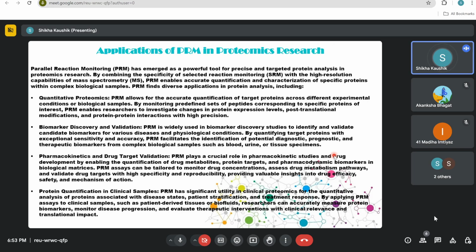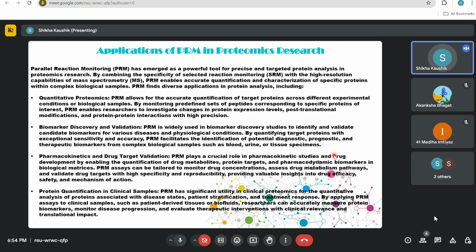By monitoring predefined set of peptide corresponding to a specific protein of interest, PRM enable researcher to investigate changes in protein expression level, post-translation modification and protein-protein interaction with high precision. So because हमारे पास already predefined set of peptides हैं, हमें वही पढ़नी है और उन्हीं के ही daughter ions को resolve करना है, PRM के थ्रू हम प्रोटीन एक्सप्रेशन लेवल स्टडी, पोस्ट ट्रांसलेशन मॉडिफिकेशन, प्रोटीन प्रोटीन इंटरेक्शन बहुत ज्यादा प्रिसाइज मैनर में स्टडी करते हैं.